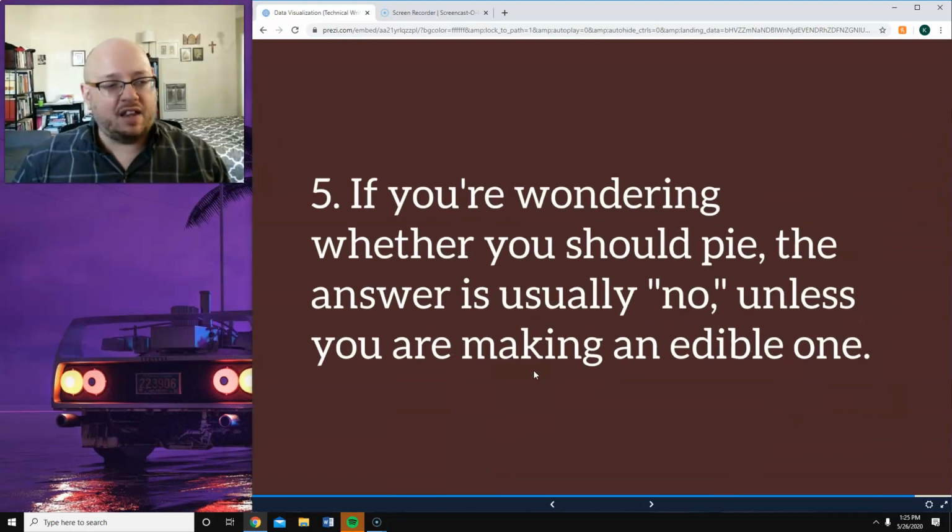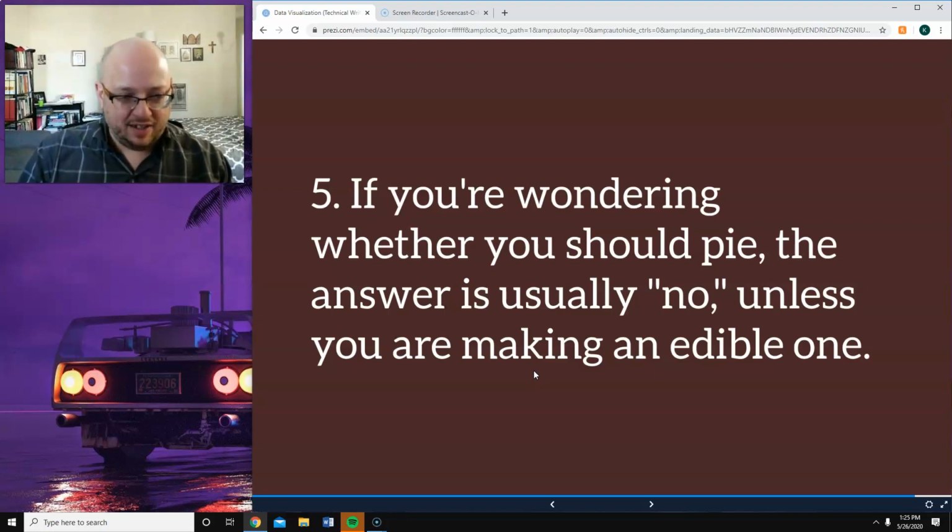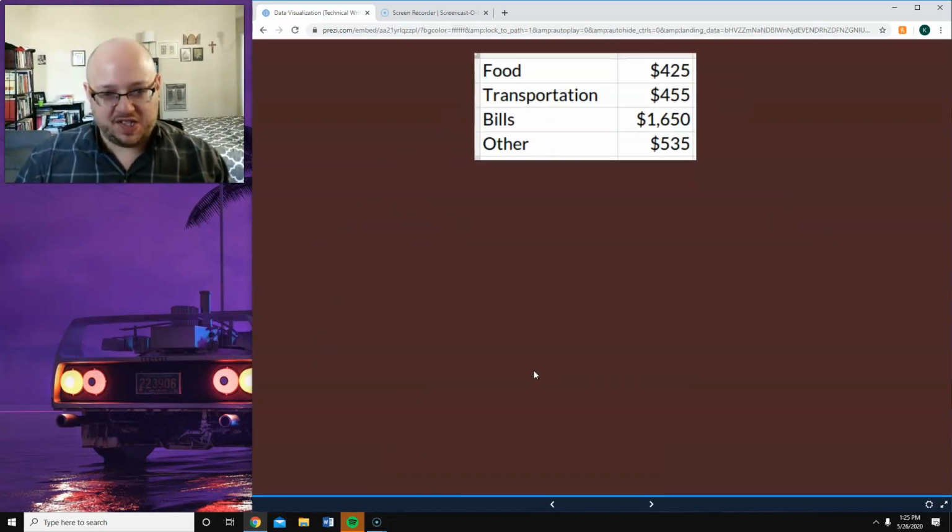And the final point I want to make, if you're wondering whether 2π or not 2π, the answer is you usually shouldn't pi, right? Unless you're making an edible one. Edible pies are fine. Visual graph pies, not so good, right? And to make it clear why visual data people really hate pie graphs, I'm going to show you this example here. This is a real simple example that I took offline, right? This is just somebody's expenses, and they got food, transportation, bills, and other, right?